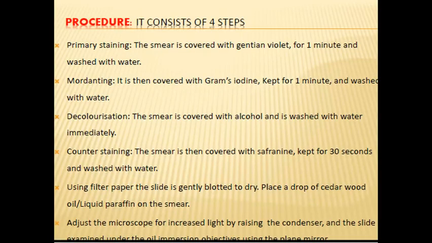So, the procedure of gram staining. In gram staining there are three different types of stains we use: iodine, the primary stain crystal violet, and the secondary stain safranin. Initially you prepare the smear of the bacterial sample, and after the preparation of the smear, that smear is flooded with the primary stain crystal violet and allowed to react with the bacterial cell wall for 1 minute, and then washed with water to remove the excess primary stain.